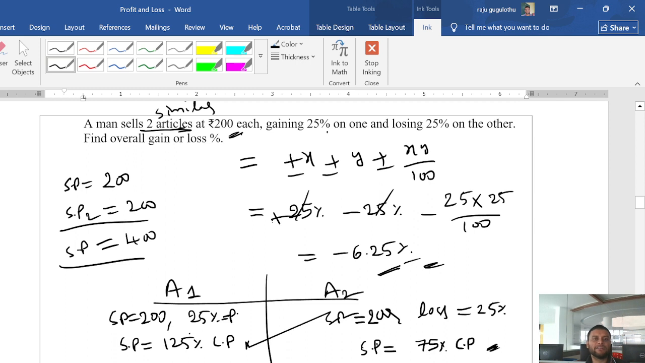After finding the cost prices of article 1 and article 2, we have to add both of them and see how much the total cost price is and how much we are selling both the articles for. We are selling at 400. From the total cost price, you deduct to see how much profit or loss you have. Obviously you are going to have a 6.25 percentage loss. I hope you understood this problem. Let's go to one more question.